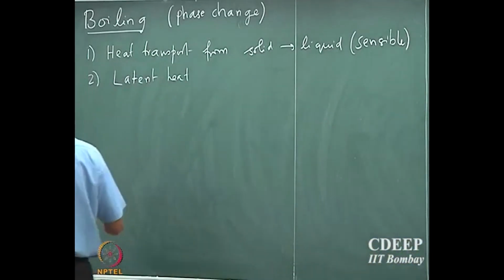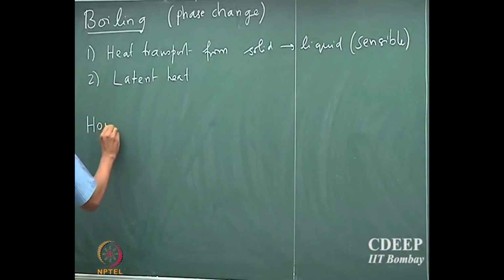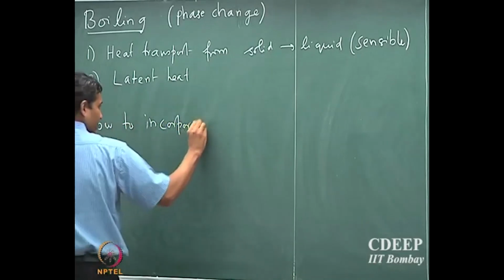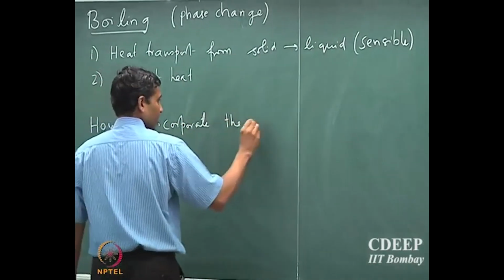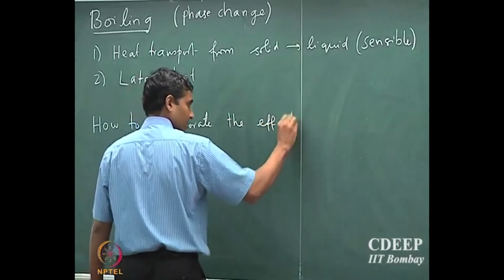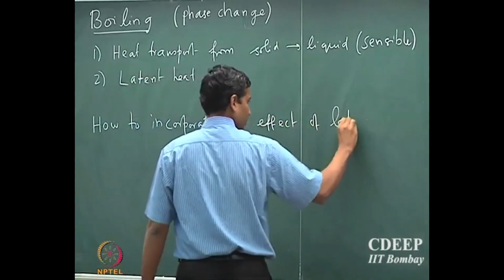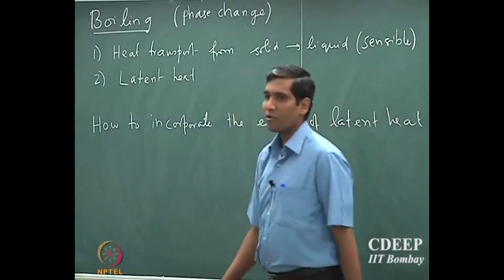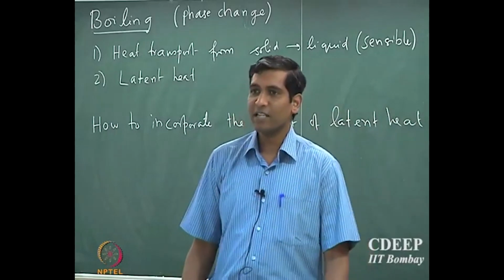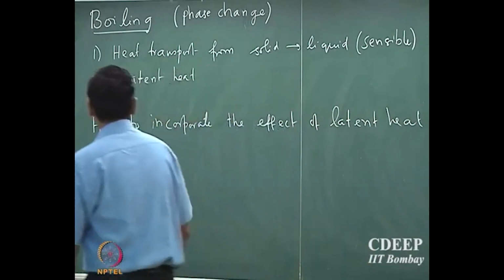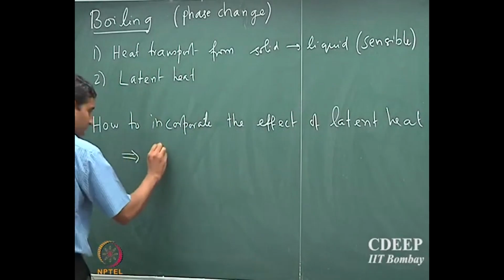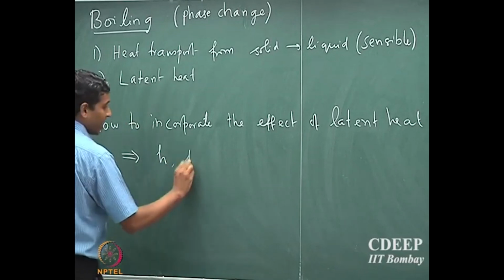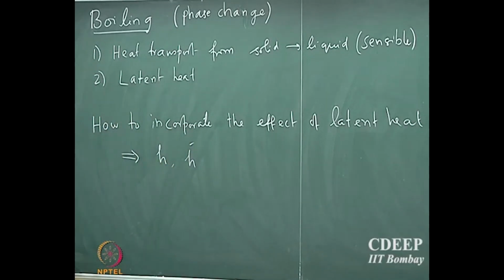So, what we are going to see is how to incorporate latent heat in the heat transport calculation, and we retain our original objective. The objective is to find the heat transport coefficient, h and h bar. So, those are the objectives.